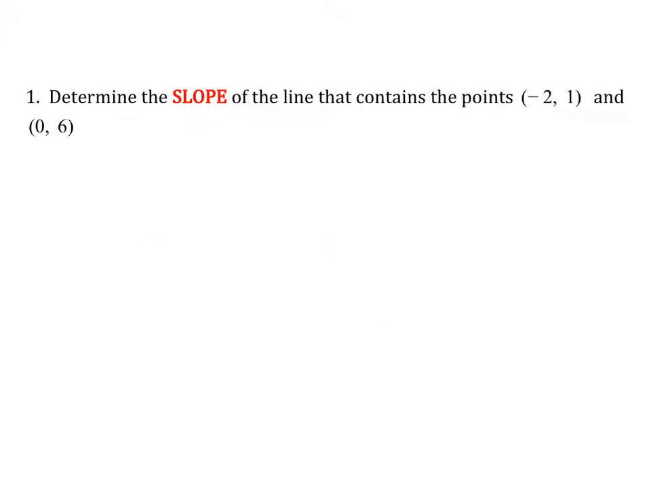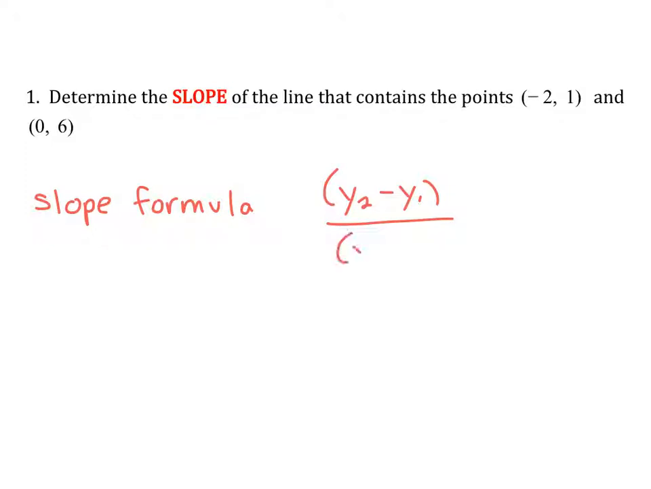Okay, so this first question asks us to determine the slope of the line that contains the points (-2, 1) and (0, 6). So for this we're going to use our slope formula, which looks like this: y2 minus y1 over x2 minus x1. So I always recommend labeling your coordinates, and then all you have to do is plug in the numbers and simplify.